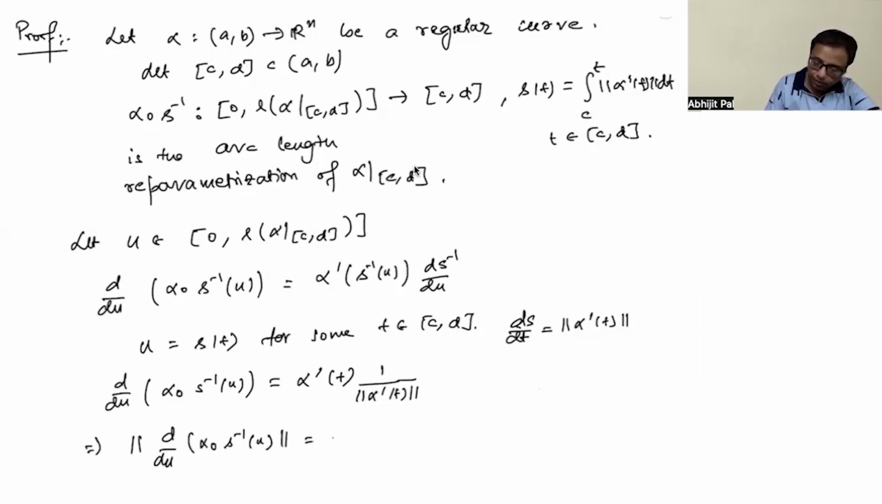And so what we have done here is, if we take a regular curve and take the arc length reparametrization, then with respect to the arc length reparametrization it will become a unit speed curve. And the converse is obvious, because if I take any unit speed curve, the norm of the tangent vector is equal to 1, so the tangent vector is not equal to 0, and therefore it is regular.